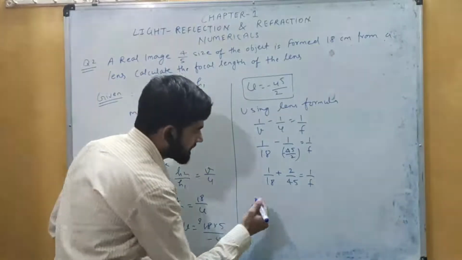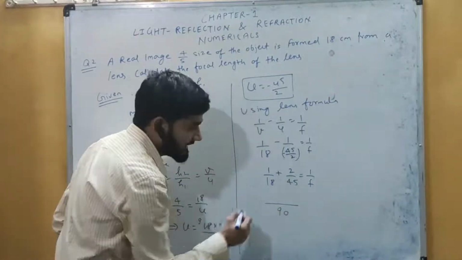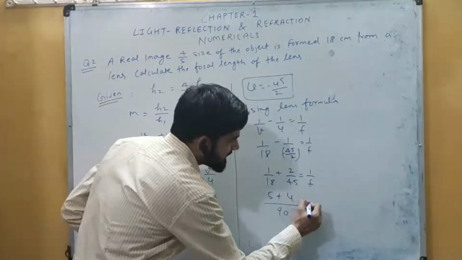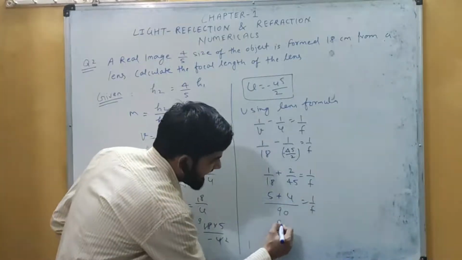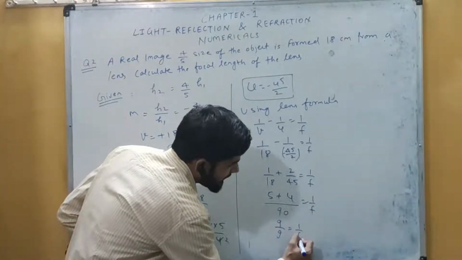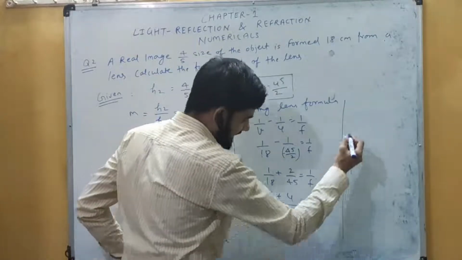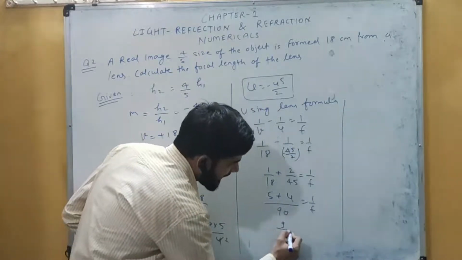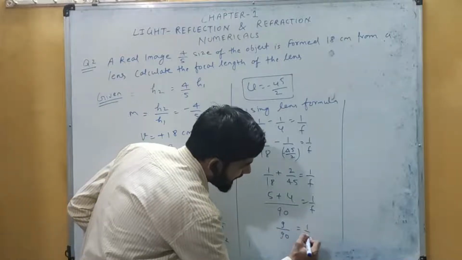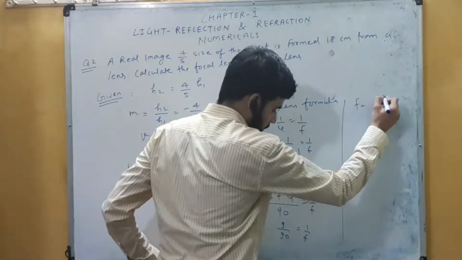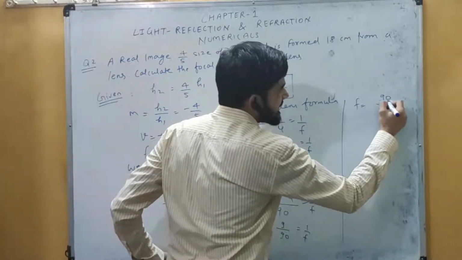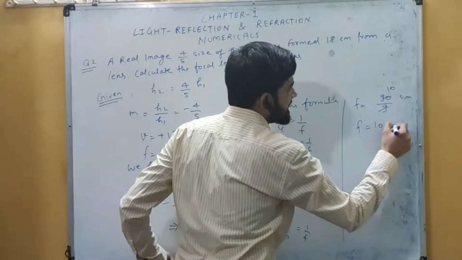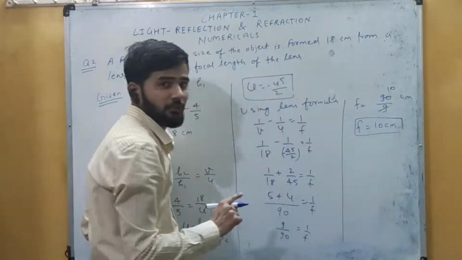So when we find the LCM, it will be equal to 90. So 5 plus 4 is 9, 9 by 90 is equal to 1 by f. So f will be equal to 90 by 9, that is equal to 10 centimeter. So this f will be equal to 10 centimeter and it is positive.